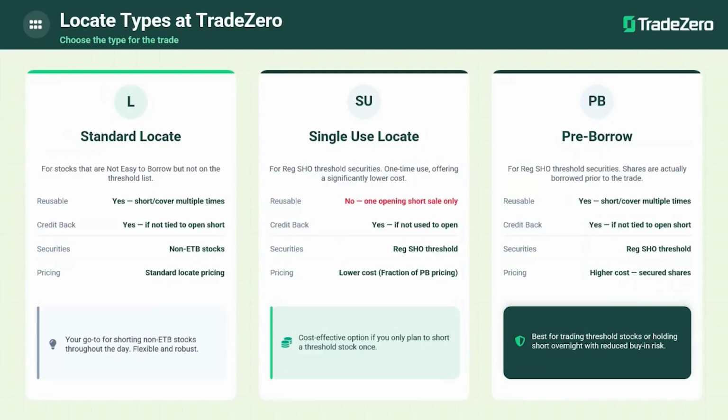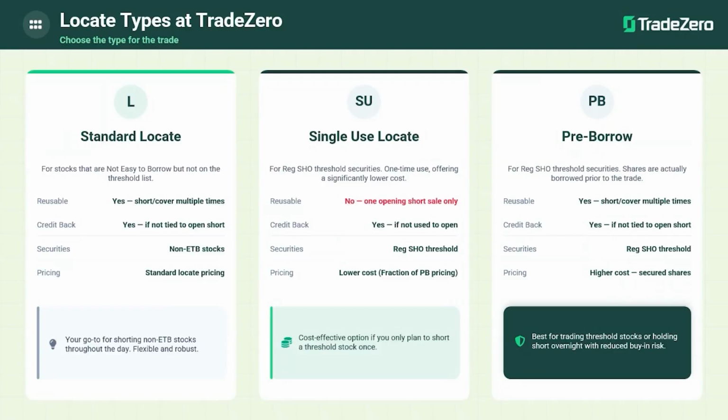Now, the sister to the single-use locate is the pre-borrow. The way that we facilitate it is really designed for more active traders, or those traders that know, I'm going to hold this overnight. I know this could be a hard-to-borrow stock. I want to make sure that I actually have the shares so that I don't get bought in. So it serves two different purposes.